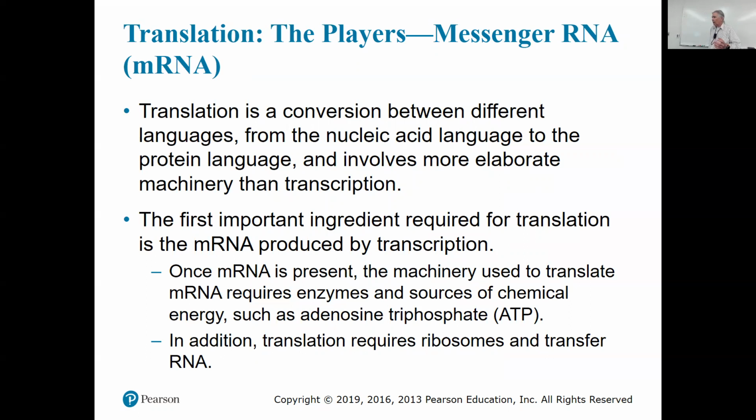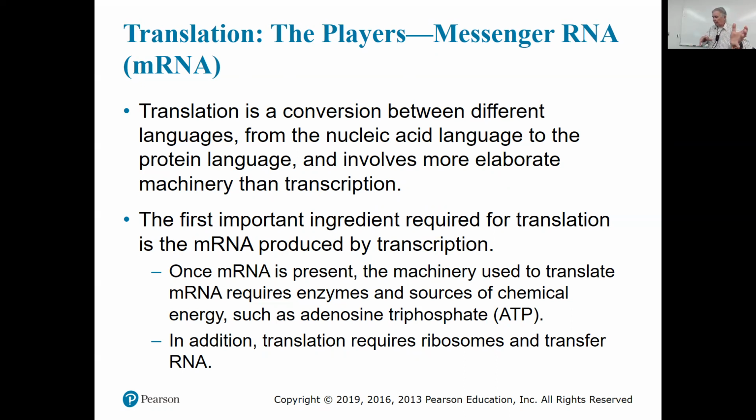Okay, so then we're going to go into translation. It's a conversion between different languages, from the nucleic acid language to the protein language. It involves more elaborate machinery than transcription. Remember, we have to go from a language that has 4 letters to a language that has 20 letters. So the first important ingredient required for translation is the mRNA produced by transcription. Once the mRNA is present, the machinery used to translate mRNA requires enzymes and sources of chemical energy other than ATP. It takes a lot of ATP to make a big protein from a bunch of amino acids.